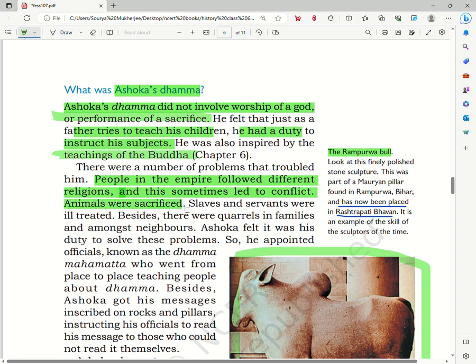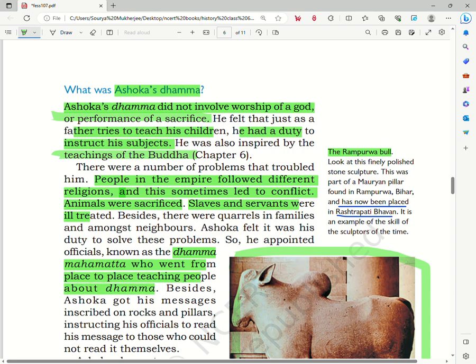Animals were sacrificed, and slaves and servants were ill-treated. Besides, there were quarrels in families and amongst neighbors. Ashoka felt that his duty was to solve these problems, so he appointed officials known as Dhamma Mahamattas, who went from place to place teaching people about Dhamma.